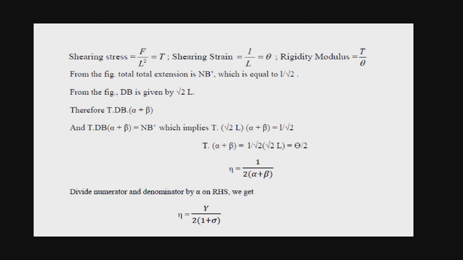Next, rearrange the formula. Take root 2 L to this side, T into alpha plus beta is equal to L by root 2 into root 2 L, and you know that root 2 into root 2 is 2, and small l divided by L is angle theta, the shearing strain. Next, after rearranging the formula, we will get eta is equal to 1 by 2 into alpha plus beta. Write directly, and divide numerator and denominator by alpha on the RHS.